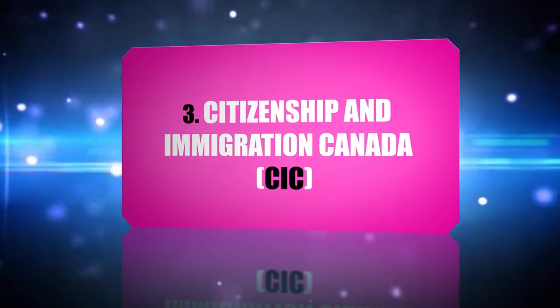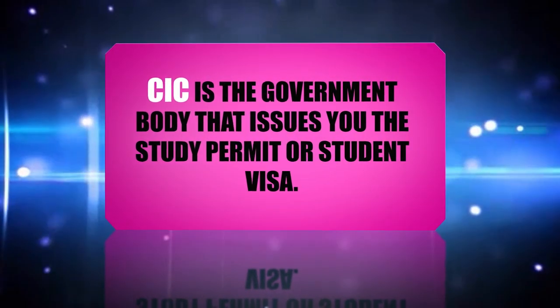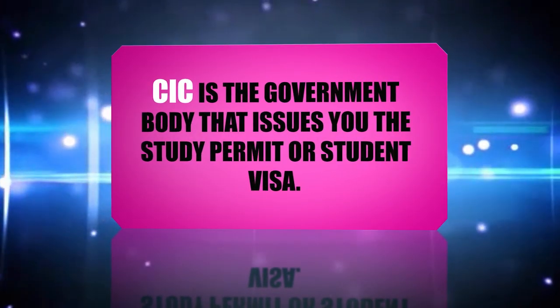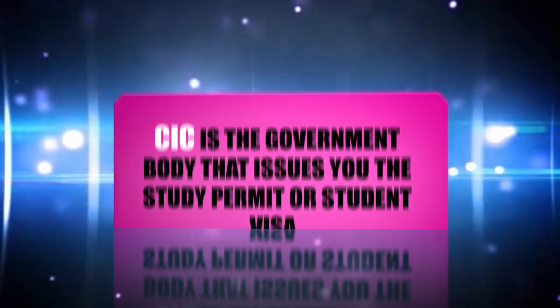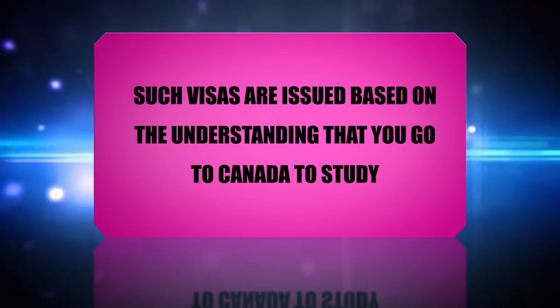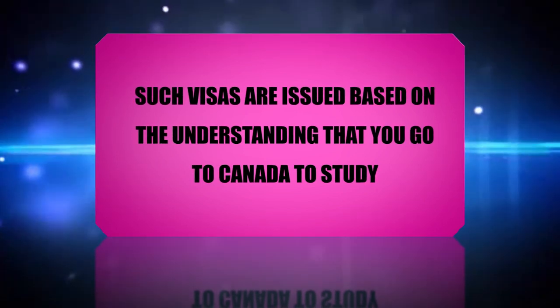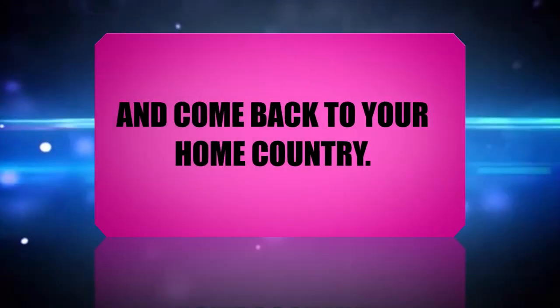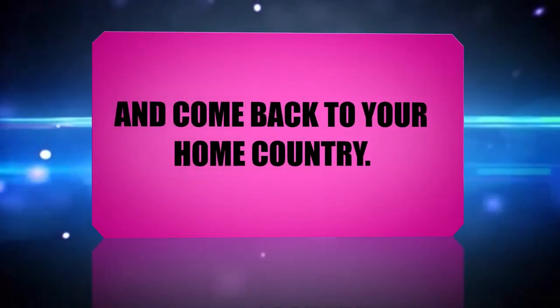The third organization, or possibly a government establishment, you will be dealing with is CIC, or Citizenship and Immigration Canada. This government body issues you the study permit, or in other words, the student visa. Such visas are issued based on the understanding that you are going to Canada only to study and you will come back to your home country once you achieve that goal of study. CIC does not promise you a permanent residence in Canada.